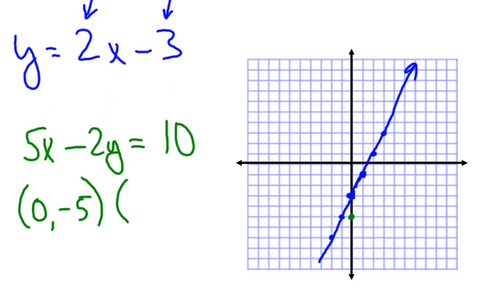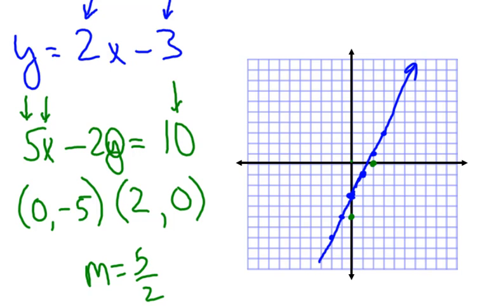And if I put a 0 in for y, right here, then I can solve for this x. Now clearly x would have to be 2, because 5 times 2 would give me 10. So I can also graph this point, which is right here. And now I have 2 points. And when I look at the 2 points, I can see that the slope of this line is the rise, which is 5, over the run, which is 2.